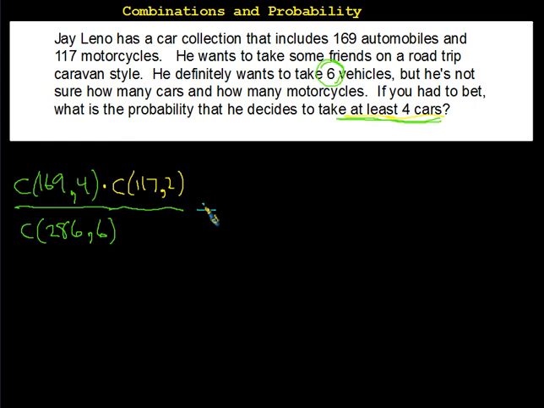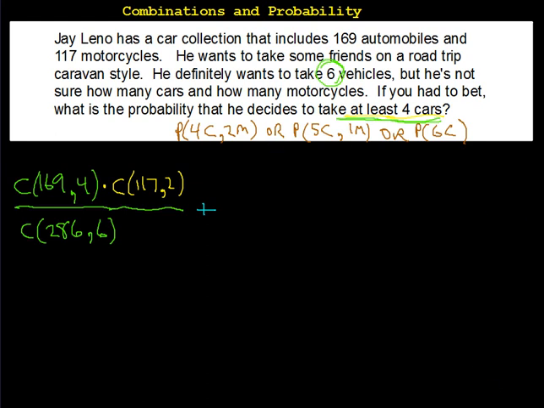Now, because it says at least 4, we're going to have to do some more stuff. We're going to add that on as an or. When we say at least 4, what we really mean is this: we want to know the probability of 4 cars and 2 motorcycles, or the probability of 5 cars and 1 motorcycle, or the probability of 6 cars. And then we don't have to worry about motorcycles because that'll take up all 6 vehicles. So we're going to have to do all that math. Remember, when we see or, we're going to have to do pluses.